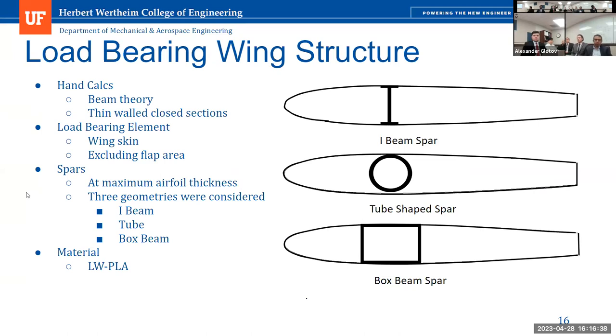For analyzing the load-bearing capability of our wing, beam theory and the calculations for shear flow in thin-walled closed sections were used. Finite element analysis was not used.